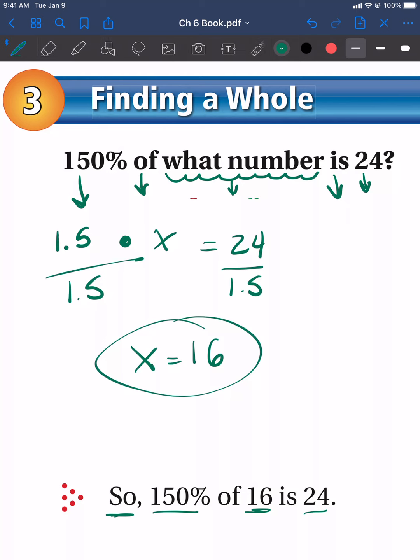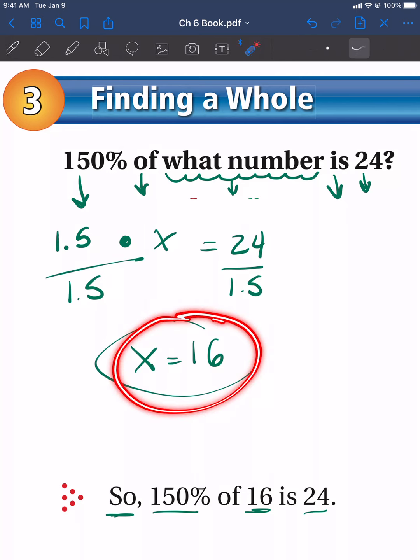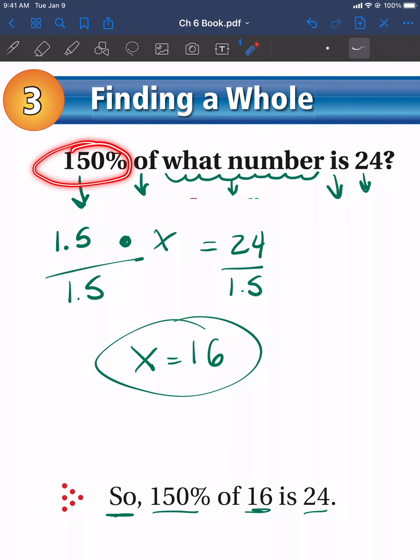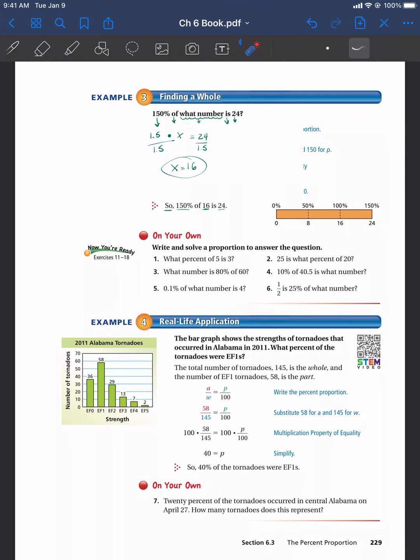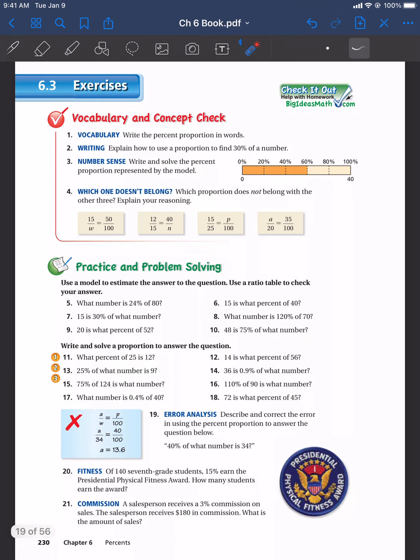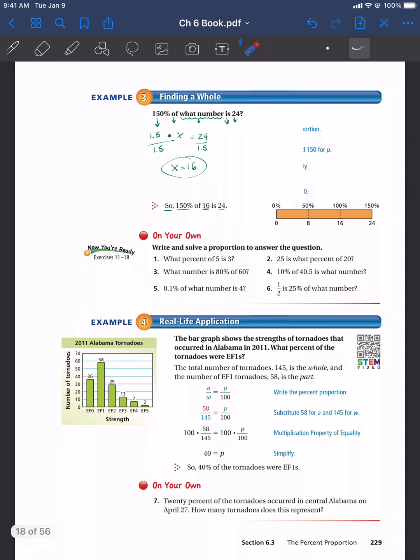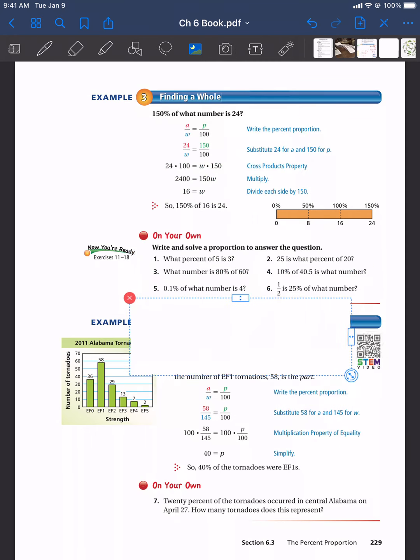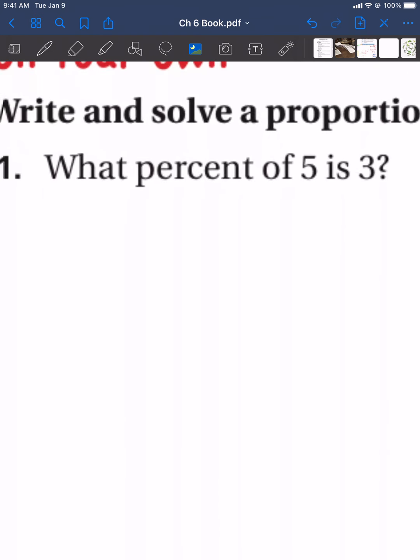All I did is I took my answer, 16, and I plugged it in for the what number part. 150% of 16 is 24. Okay? We'll do a couple more examples together, and then I'm going to let you do your homework, and I'll tell you what your homework is in a little bit. Let me erase. All right, let me grab my box. We're going to move it down. Let's see this one. Number 1. These are just examples.